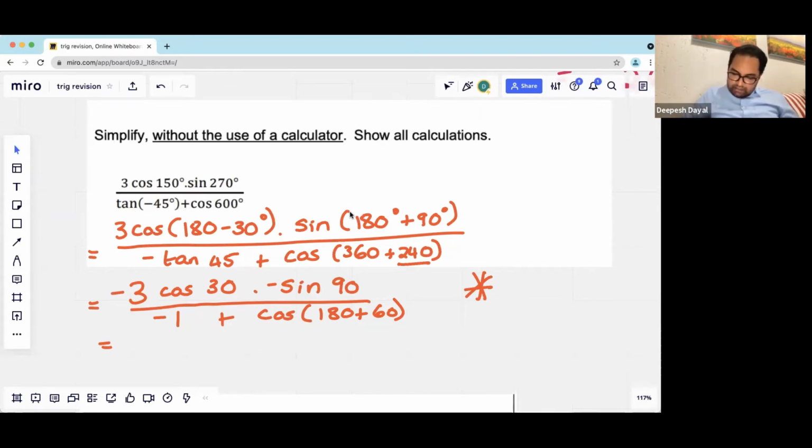So it's then going to give me minus 3 cos 30 times minus 1 over minus 1 plus, and now this is cos 180 plus 60, which is going to give me minus cos 60. Okay, so we've got that.